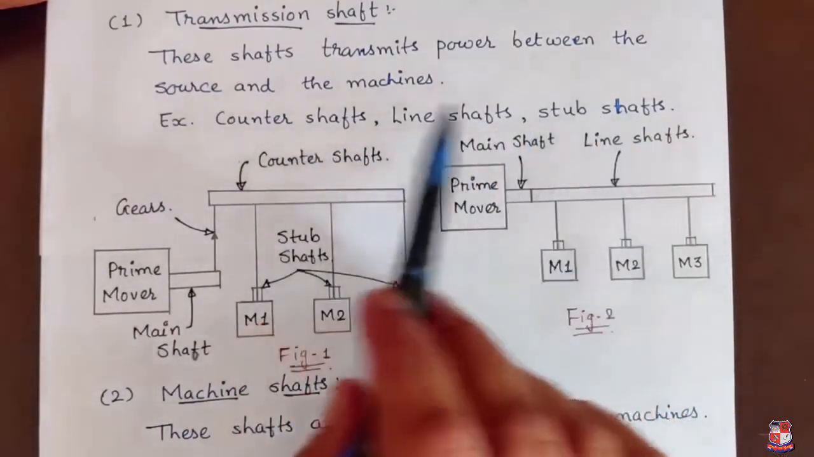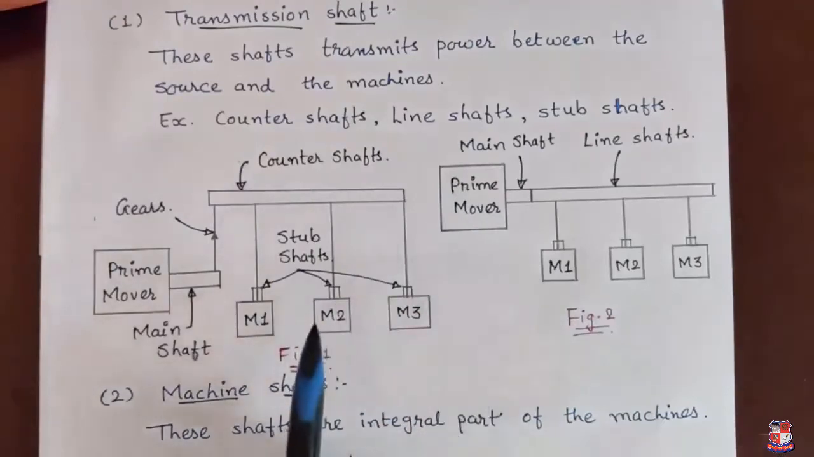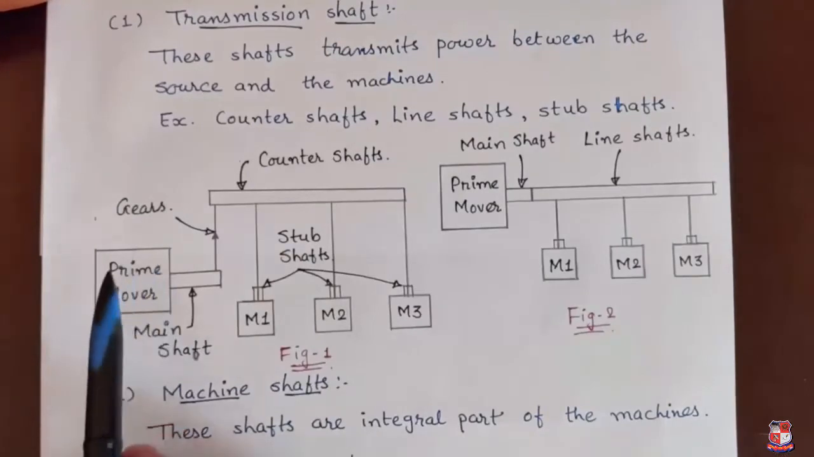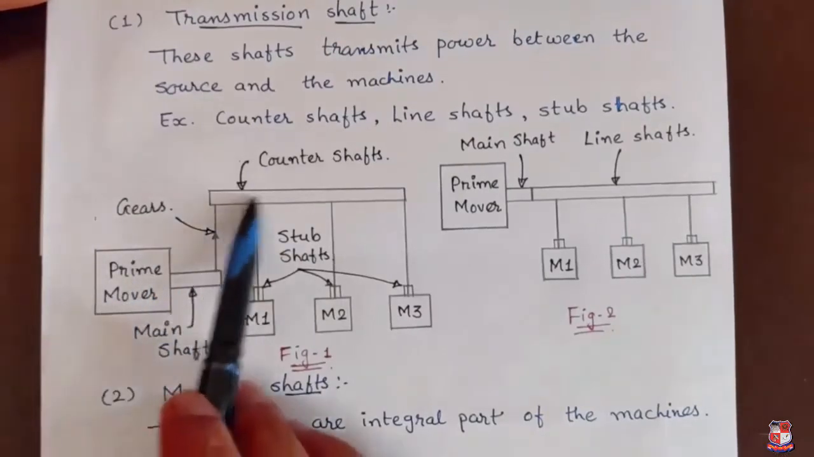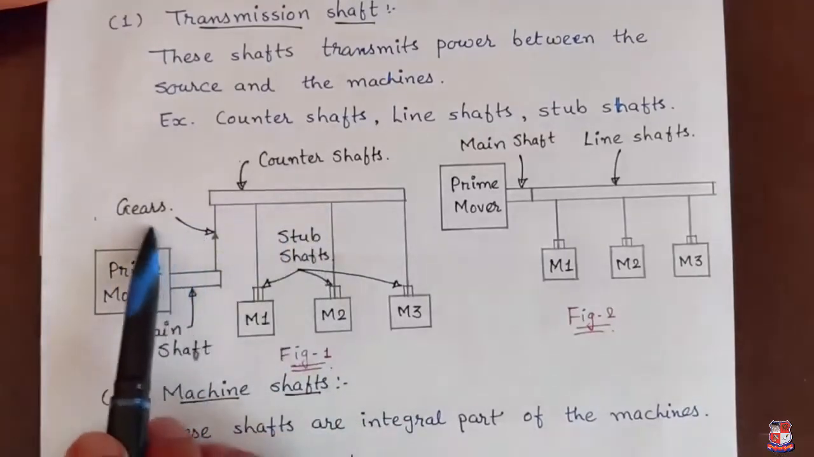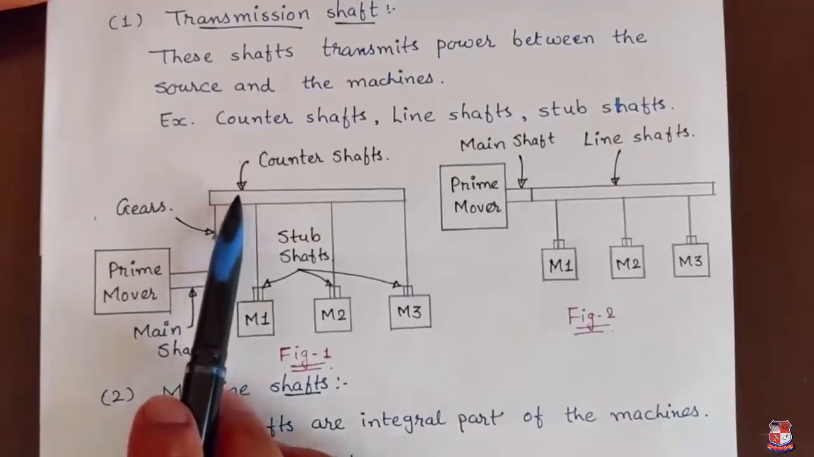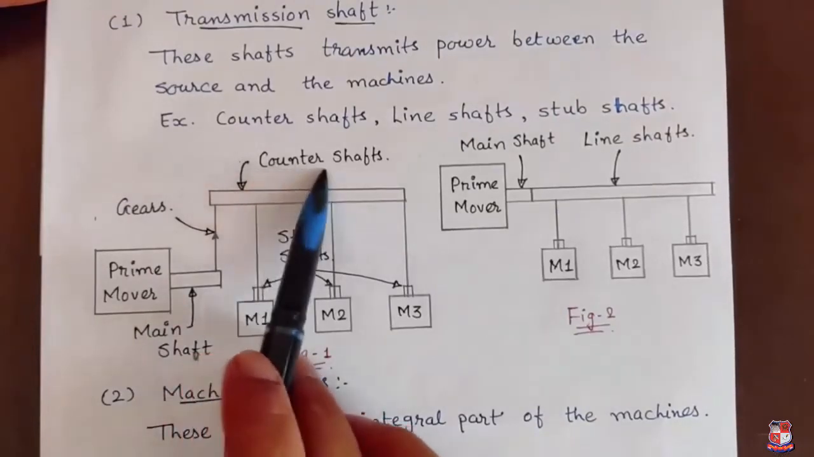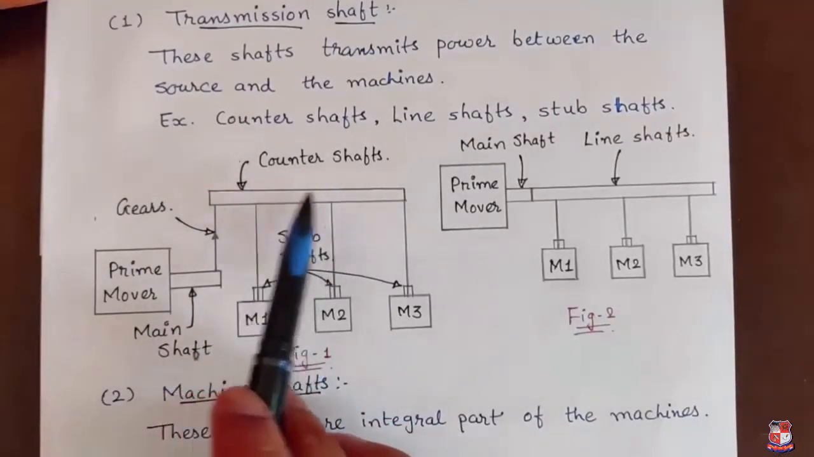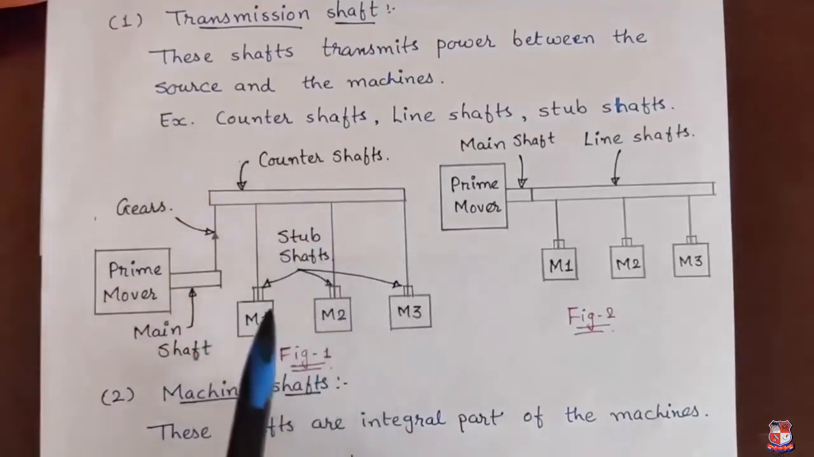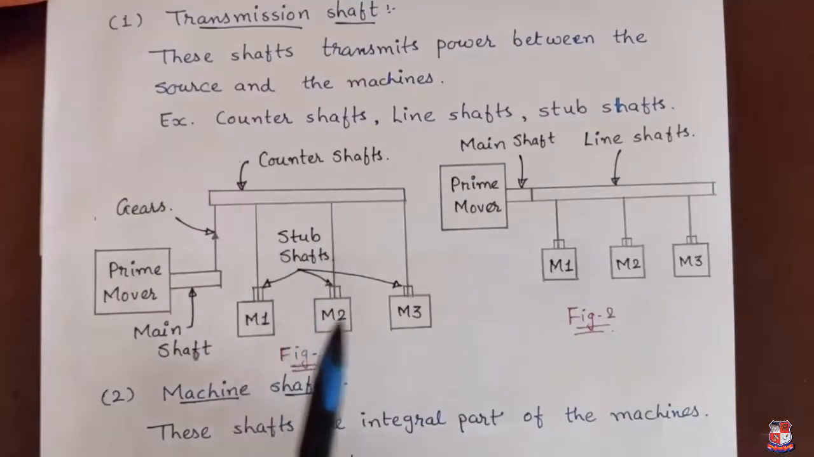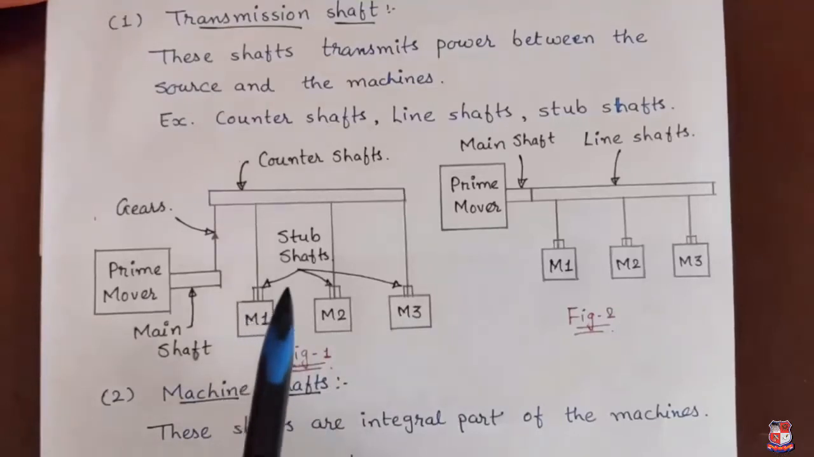To understand this shaft, I have drawn 2 figures, figure 1 and figure 2. Now in figure 1 we can see that the main shaft of the prime mover is connected with the counter shaft by means of a gear. So here we can see that the direction of rotation for main shaft and counter shaft will be opposite. That's why it is known as counter shaft. And then the counter shaft is responsible for transmitting power to various machines. Now here all these machines will be having an integral shaft. That integral shaft is basically known as a stub shaft.